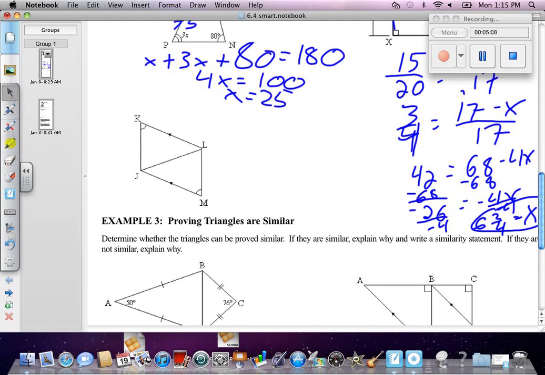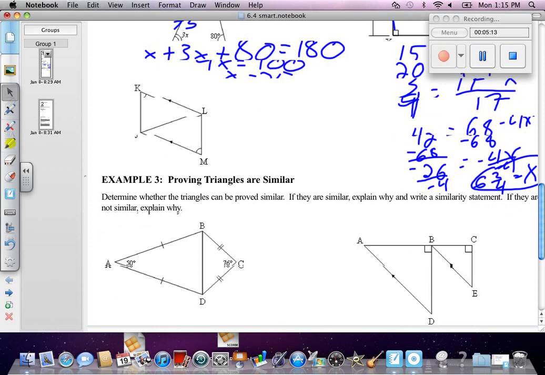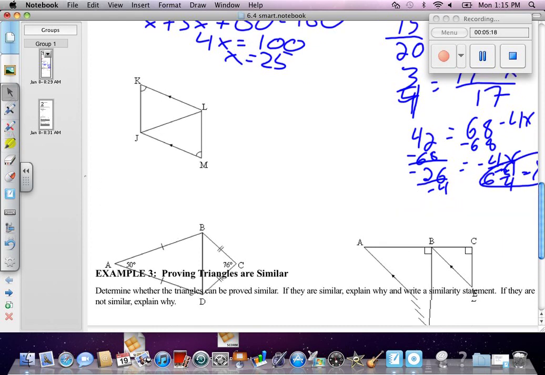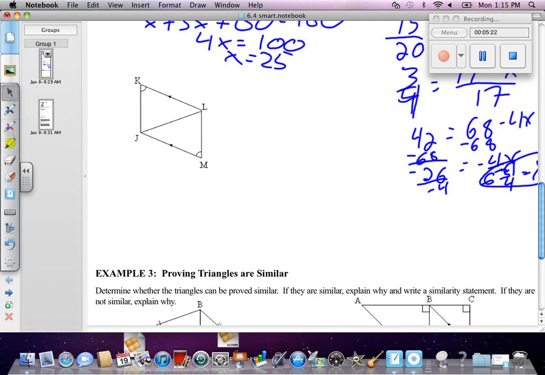Should I do the third one, or do you guys feel pretty comfortable with these two? Do the third one. Want me to do the third one? Yes. And yes, you would plug it in. You don't need to plug anything back in because it just asks for what x is.